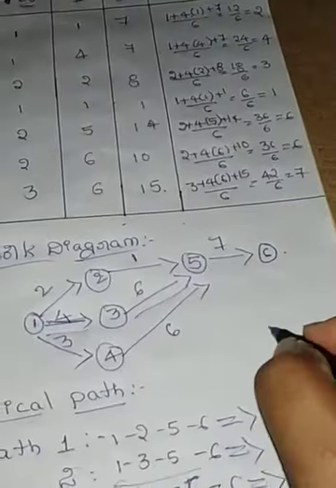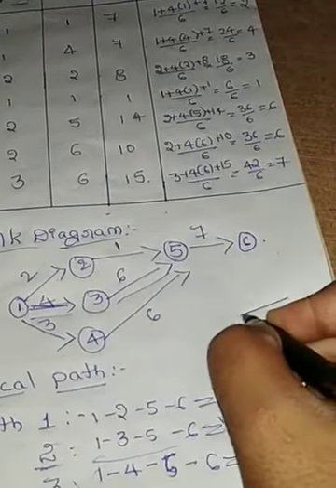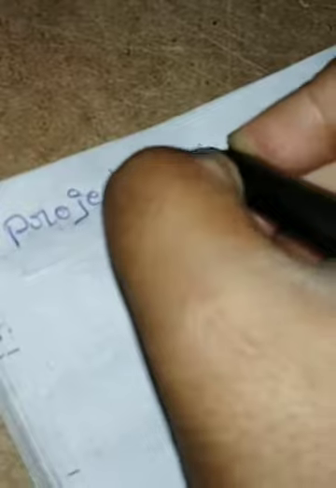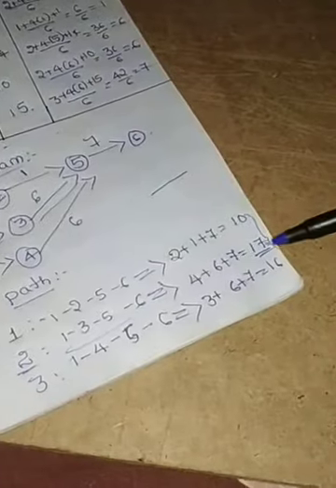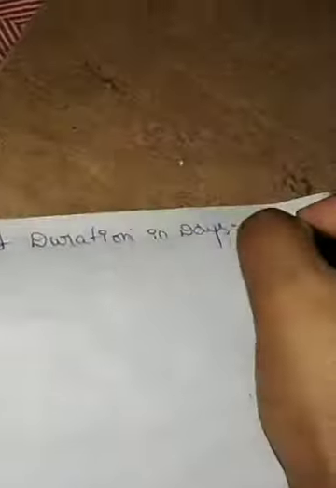The critical path is indicated by a double-ended arrow. Next we have to find the project duration in days. The project duration in days is equal to the maximum time, which is 17. So this is the project duration: 17 days.